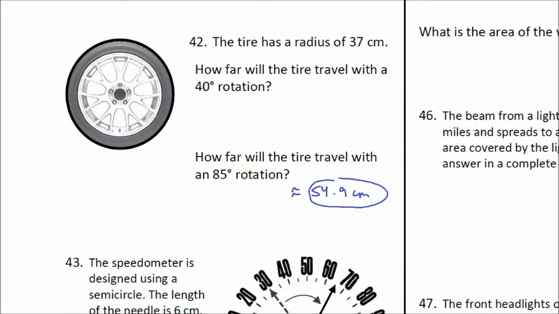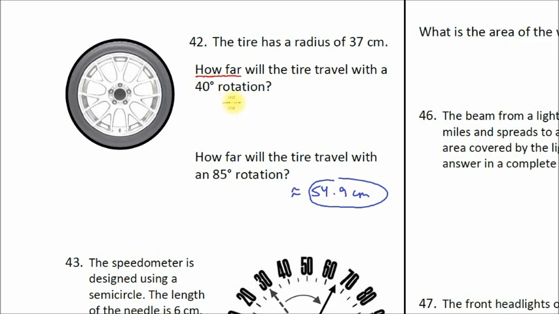Question number 42. This tire has a radius of 37 centimeters. How far will the tire travel with a 40-degree rotation? Let's take a look, class. When you see the words how far, that means you're dealing with a piece of the circumference. There's nothing in here that says area, so we want to know if the tire rotates 40 degrees, how far will the tire roll along the ground? And that's a piece of the circumference. So we're looking at arc length.